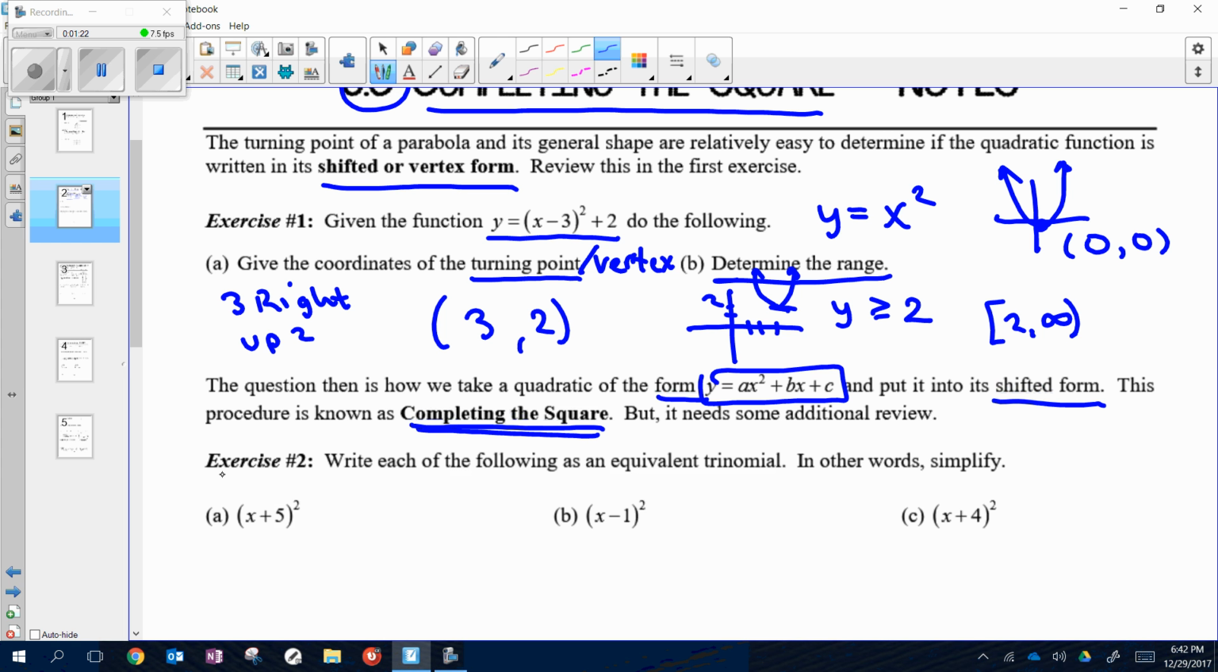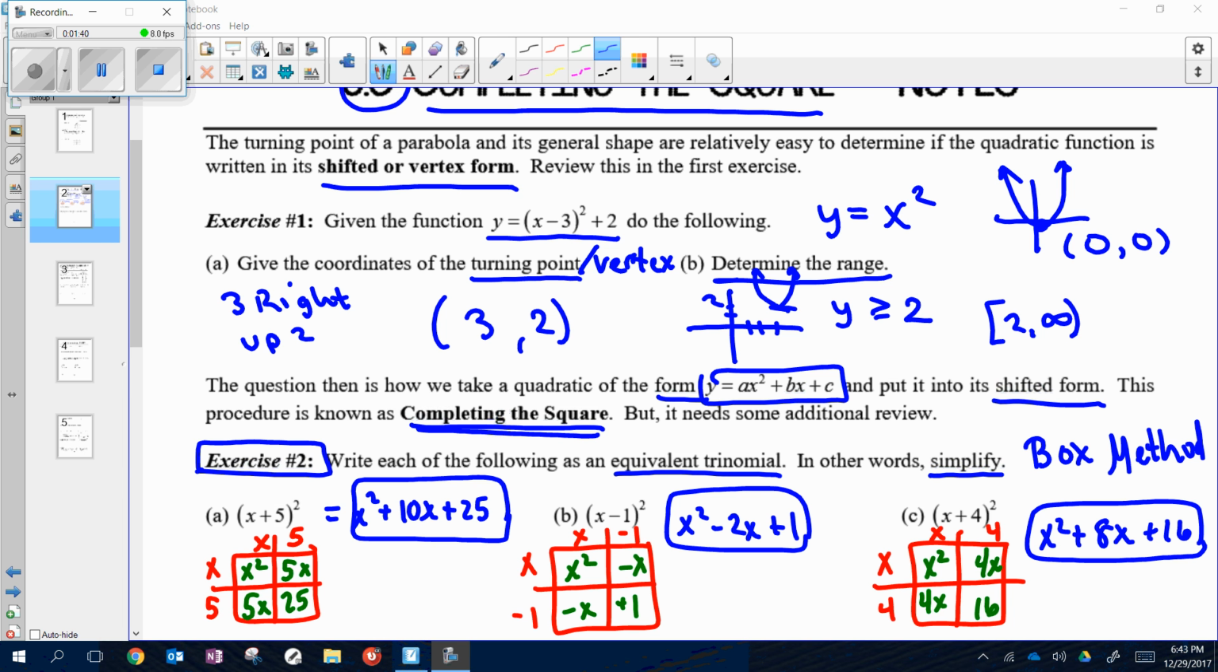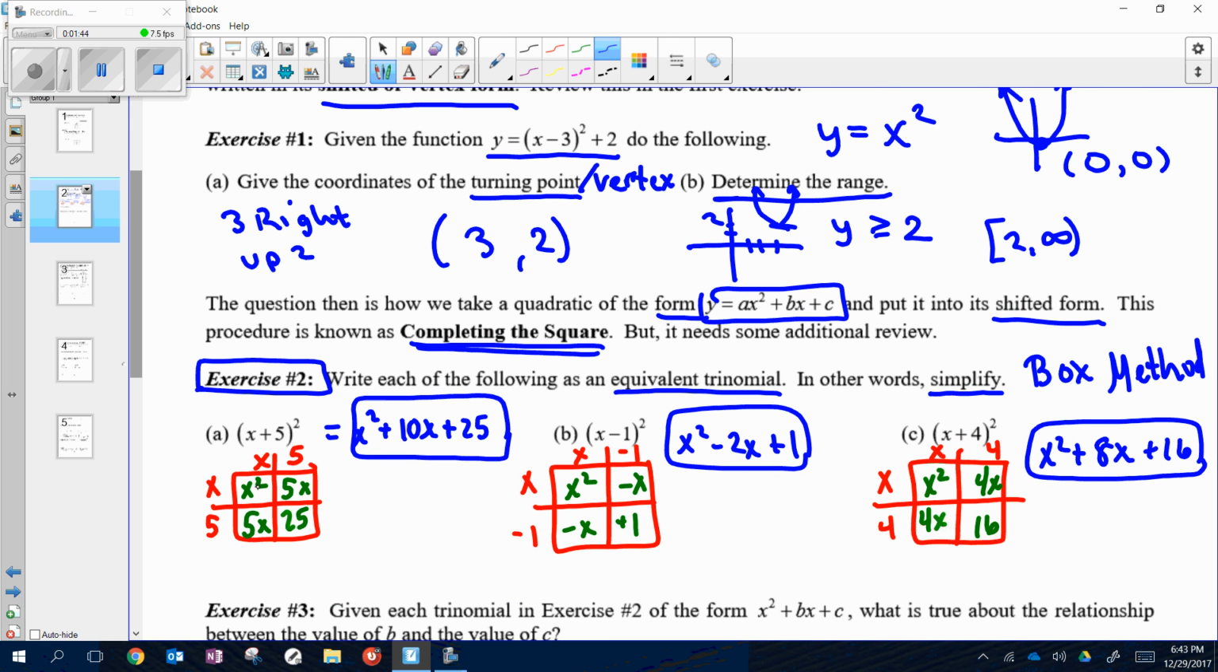So I want you to take a minute and do exercise 2 and turn these all into trinomials. In other words, simplify, or you should be thinking, use the box method, otherwise known as double distributing. Stop the video and do that now. And then turn the video back on and check these answers.